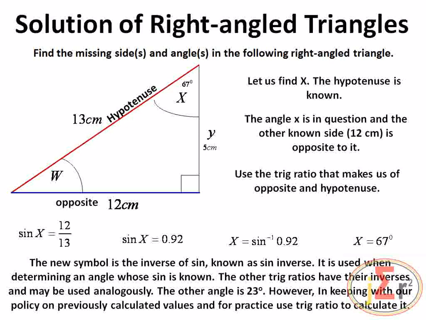The new symbol is the inverse of sine, known as sine inverse. It is used when determining an angle whose sine is known. The other trig ratios have their inverses and may be used analogously. The other angle is 23 degrees. However, in keeping with our policy on previously calculated values and for practice, we are going to use the trig ratio to calculate it.